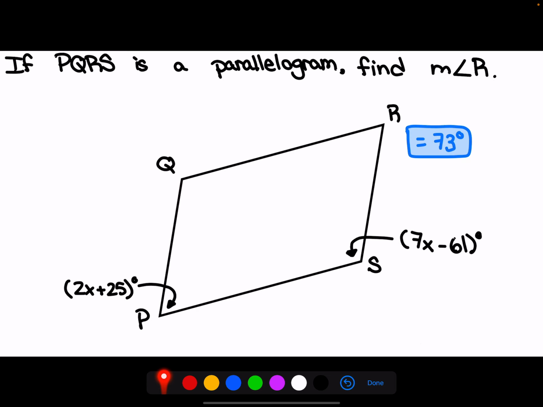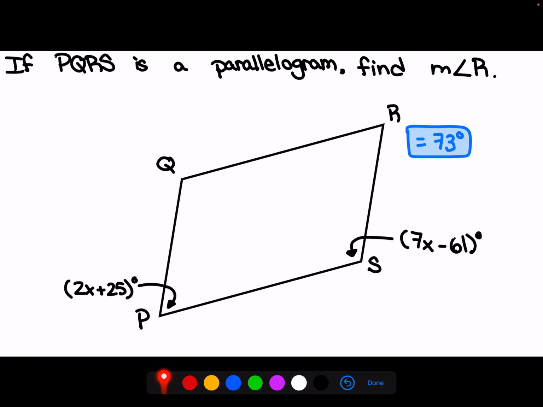Next up, if PQRS is a parallelogram, find the measure of angle R. So first off, if we're going to go ahead and find the measure of angle R, we're given this parallelogram. Ignore the answer for right now. We're going to try and see if we can get to this answer, because this is the answer for the problem. So if we're looking at this, we're only given these two angles. And if that's the case, these are not opposite angles, so they're not going to be congruent, but they are consecutive angles. One comes right after the next. So therefore, these are supplementary.